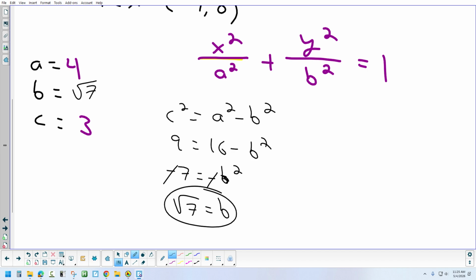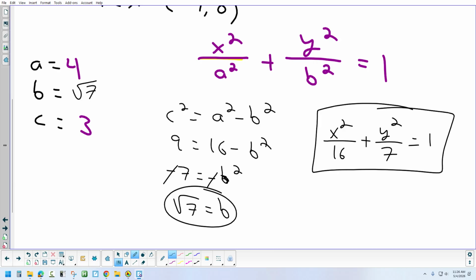X squared over 16 plus y squared over 7 equals 1. And that's how you leave your equation. Now, if I wanted to draw that, just to see if the sketch looks like the one that I did, when we put this in on the calculator, what would we have to do to it? You can't put it in like this.